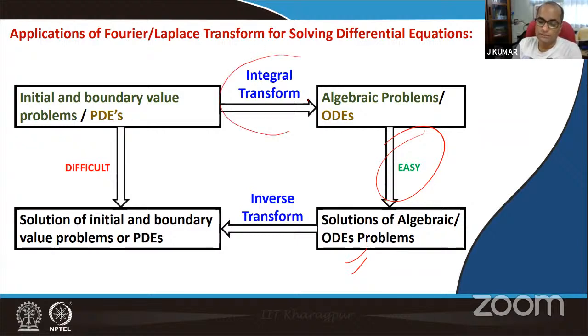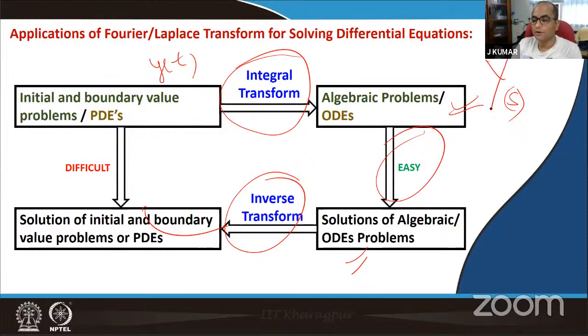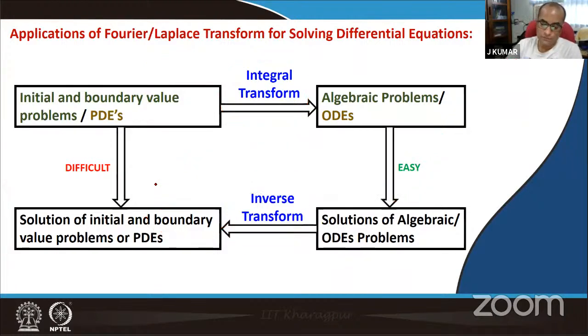And then we take the inverse transform, because once we take the transform we have a new variable, for instance s, and at the end we have to write the solution in the original variable. So it was y(t), then we got Y(s), and at the end again we have to write y(t), the solution of the problem. So we have to take the inverse transform.